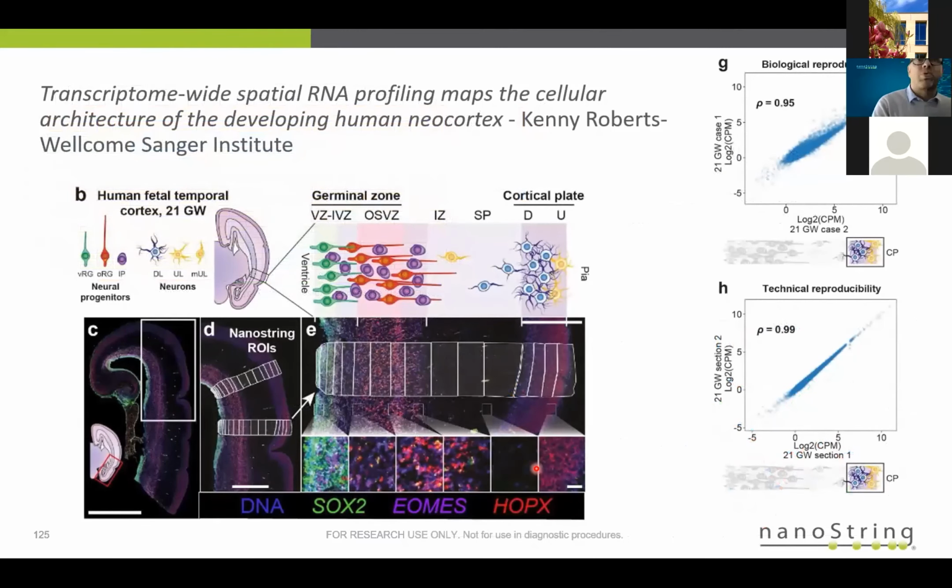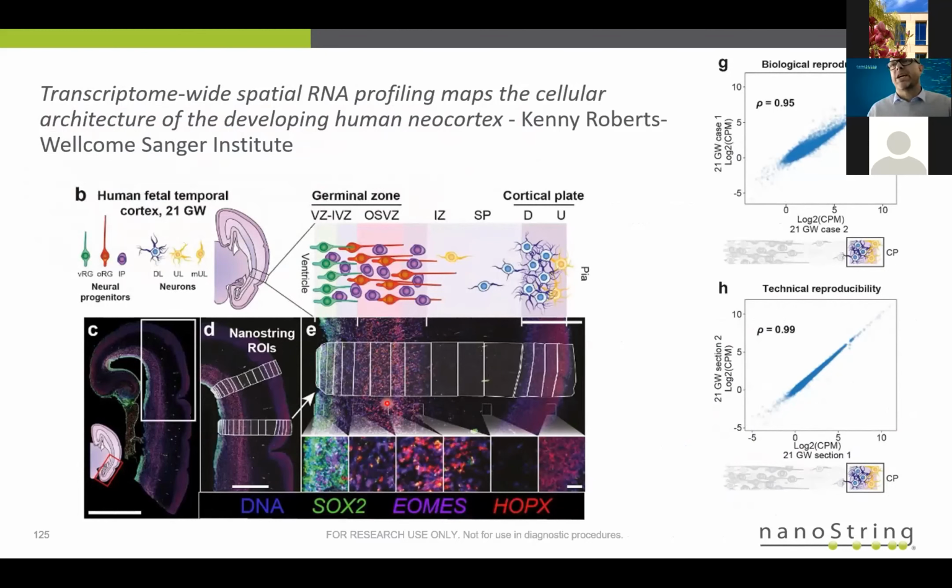I've seen a lot of brain examples today. I try to focus a little bit more on cancer examples, but since there were so many brain ones, this is a really exciting one. It's still in a preprint out of Kenny Roberts, who's been working with Omer Bayraktar of the Wellcome Sanger Institute. And just a nice way to show how they drew their ROIs into different parts of the brain.